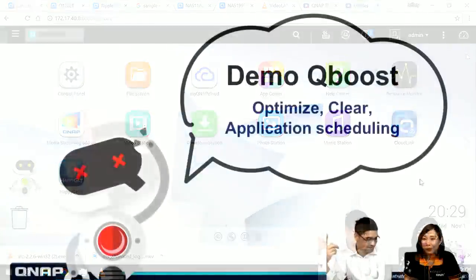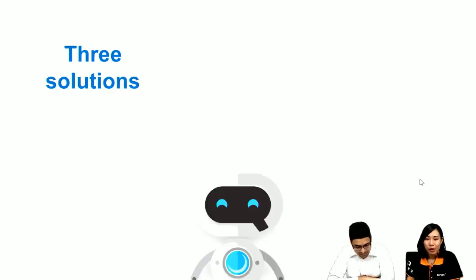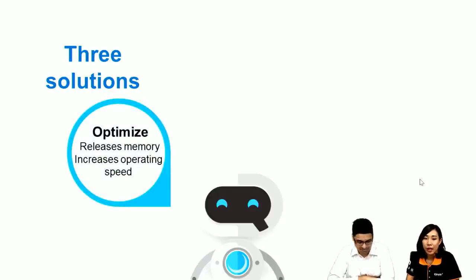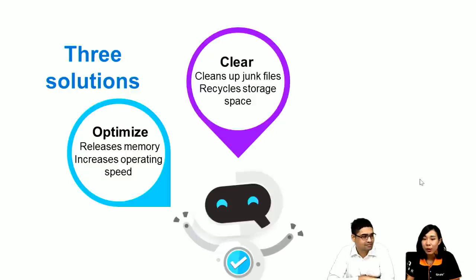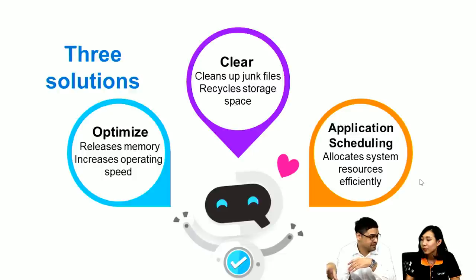So let's quickly recap the functions of QBoost. There are three solutions in QBoost. The first one is optimize. It will release cache memory and swap memory and then increase the operating speed. The next one is clear. It will clean up junk files and recycle the storage space. And the next one is application scheduling. It will allocate the system resources efficiently. So with all these three features, we can more efficiently manage those resources and distribute them between apps. So the apps will run more smoothly, and those resources can be effectively utilized.